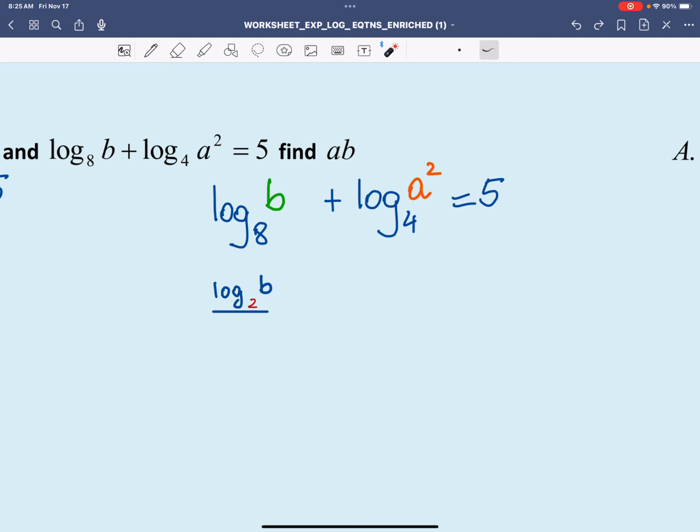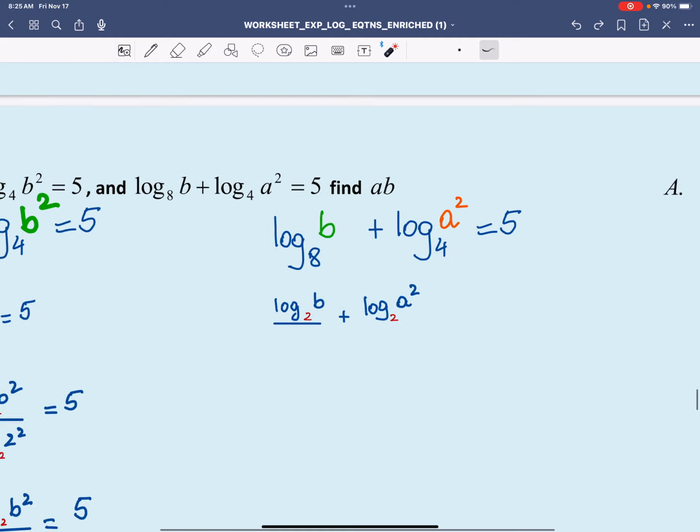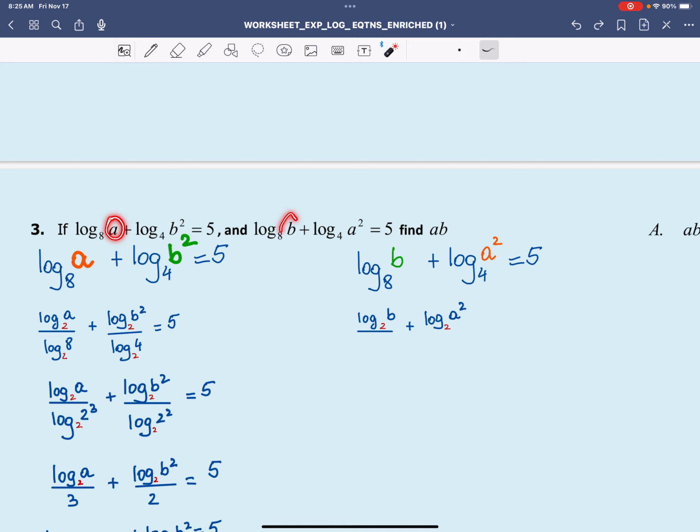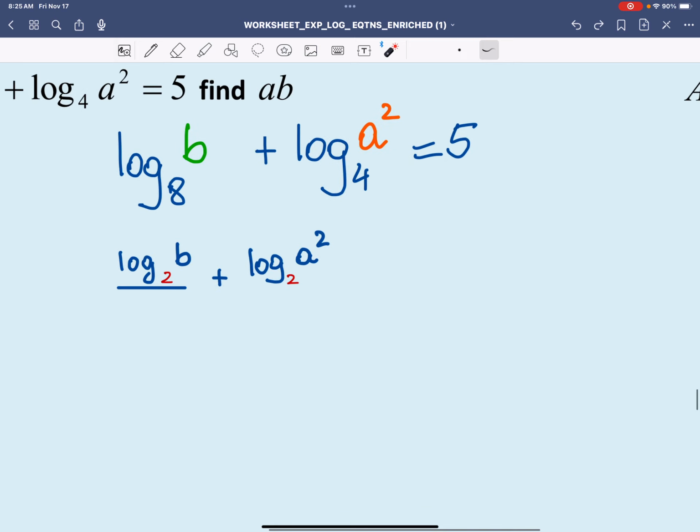We know what base works in this case because we notice the similarities between the two equations. They were in different formats. It's just the b and the a that were swapped, and their powers as well. So we have log with base 2 of a squared over log with base 2 of 4 equals 5.